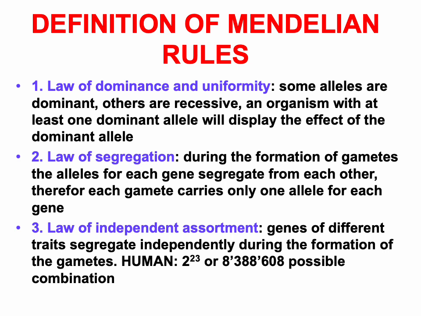The second is the law of segregation. During the formation of gametes, the alleles for each gene segregate from each other. Therefore, each gamete carries only one allele for each gene. And the third is the law of independent assortment, which means that the genes of different traits segregate independently during the formation of the gametes.